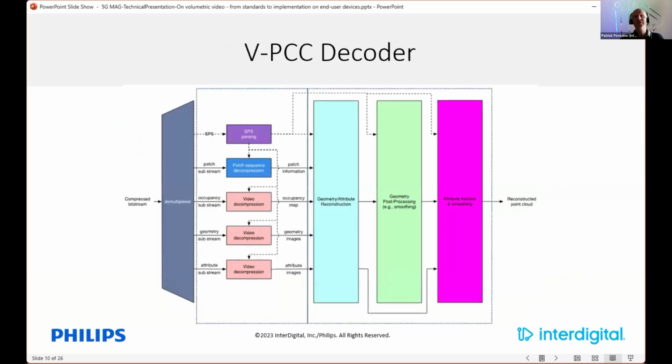So on the receiver side, it's the inverse process where you demultiplex. You have your video streams that you decode with a 2D video decoder. And then from this video, we reconstruct the 3D volumetric video.